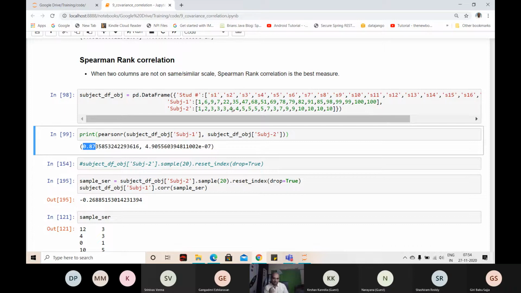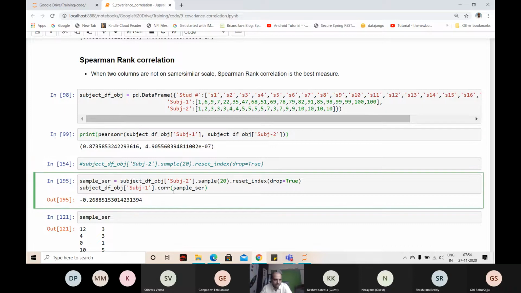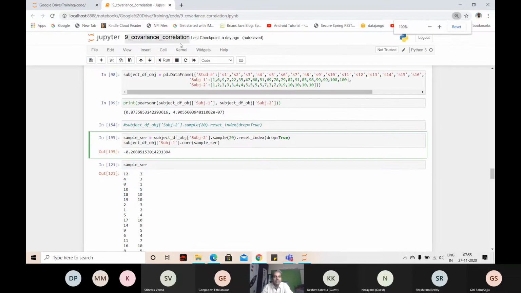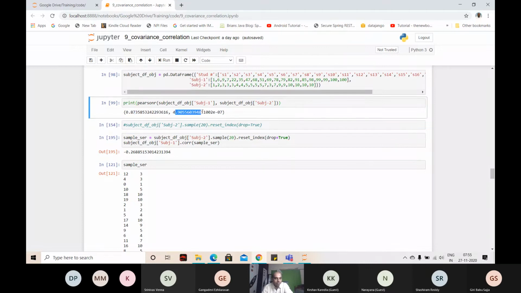Got it, right? So that's what I actually tried to do here. See this? I am sampling subject 2 and resetting the index. When I sample subject 2, the data gets shuffled, but the indexes will not change. When you reset the index, the indexes become 0 to 1. So index 0 will be correlated with index 0, index 1 with index 1. So these values really shuffle. And then I calculate the correlation. When I ran that, very rarely I was getting 0.87. That's why the p-value is very small.